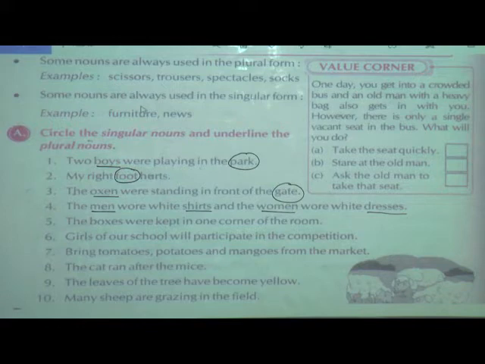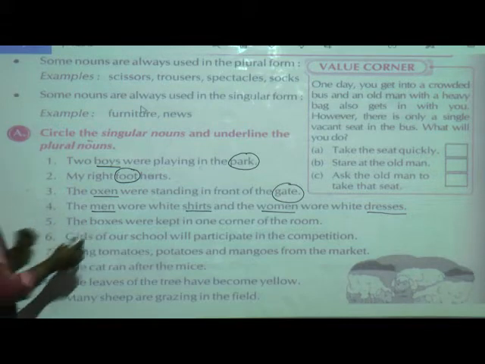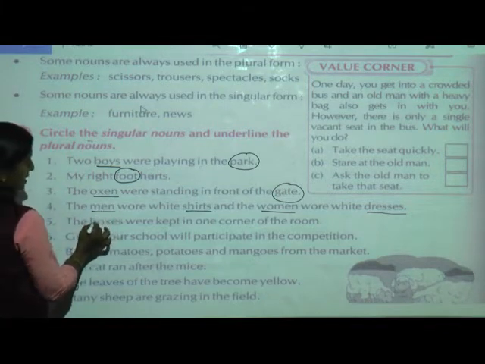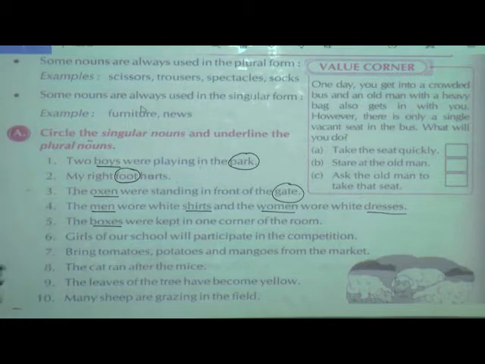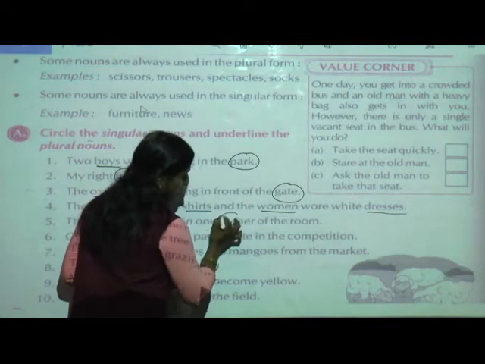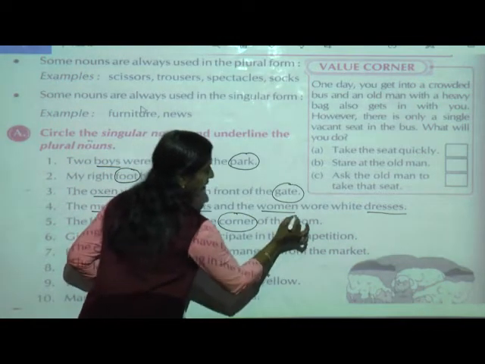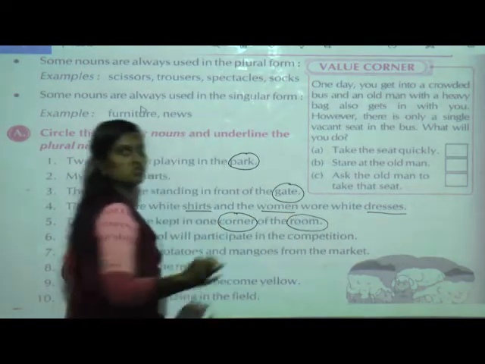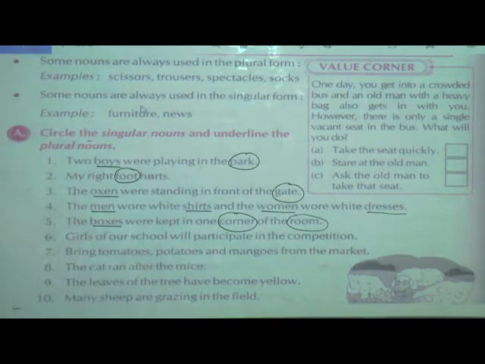Next, fifth, the boxes were kept in one corner of the room. Now here, what is singular and what is plural? Boxes is what? Plural. So I am going to underline the plural, and singular is corner and room. So I am going to circle corner and room. So like this, students, along with me you have to do it. Hope so till 5 examples you have finished.